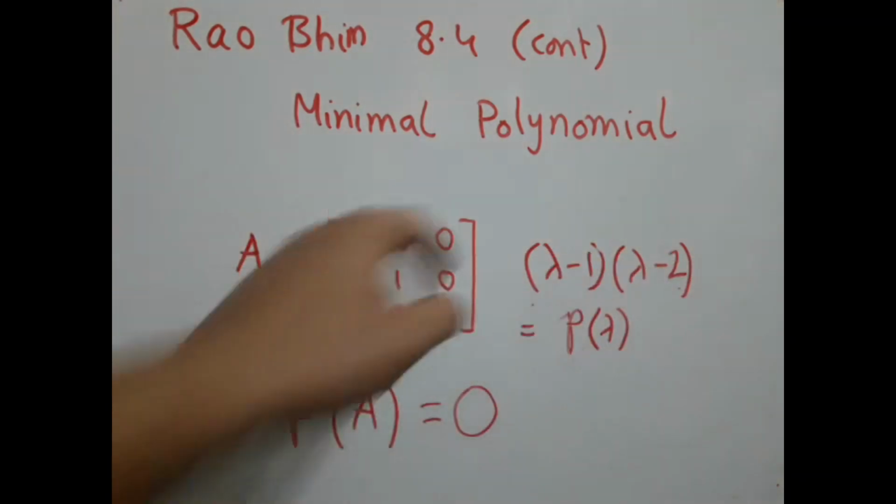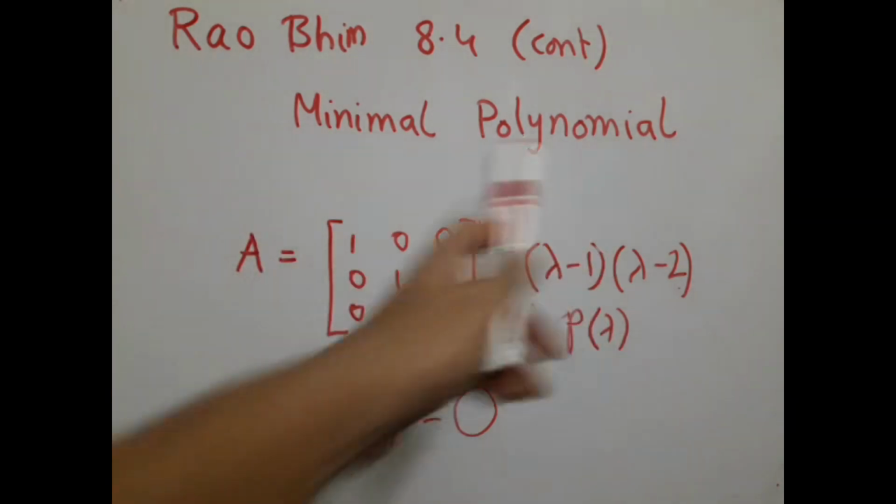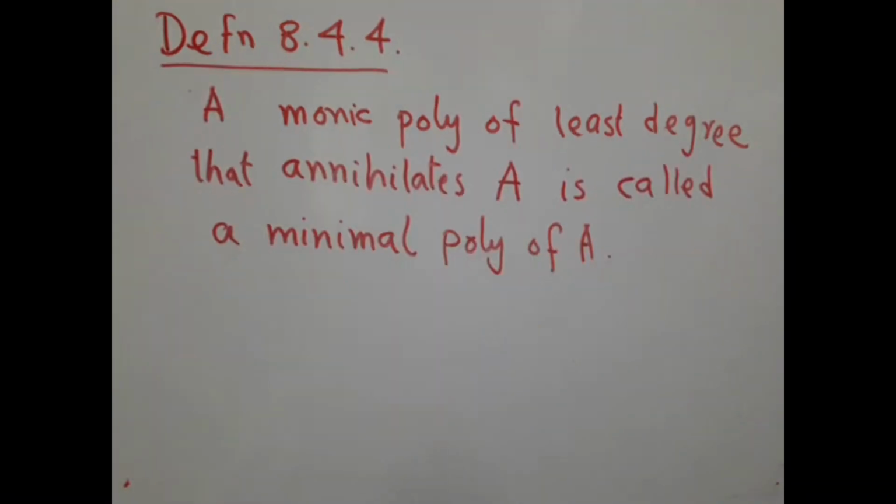So this is a polynomial which is not a multiple of the characteristic polynomial, and yet this is an annihilating polynomial. So the natural question becomes, what are all the possible annihilating polynomials? And that gives rise to the concept of the minimal polynomial. Definition 8.4.4, a monic polynomial of least degree that annihilates A is called a minimal polynomial of A.